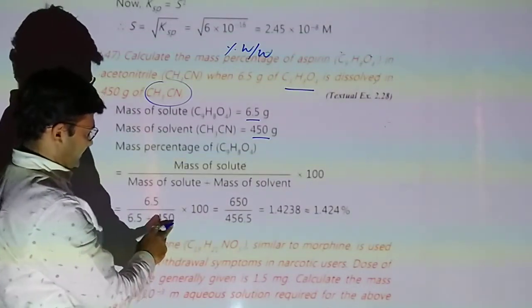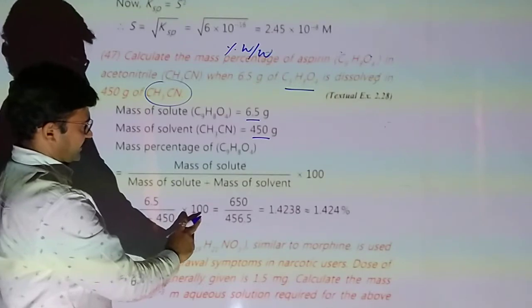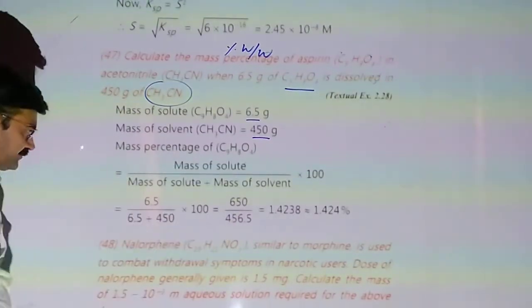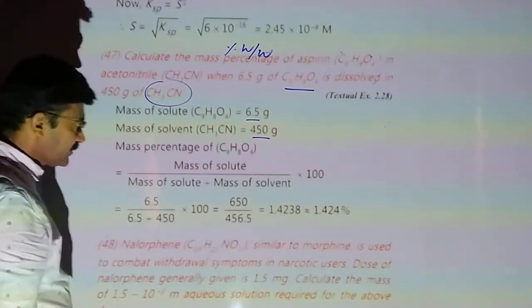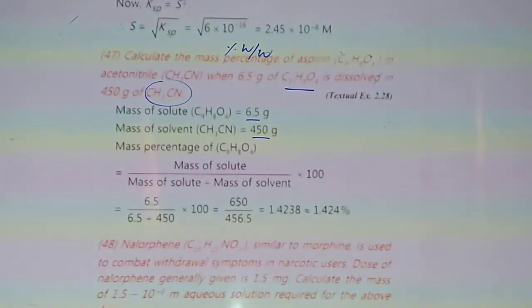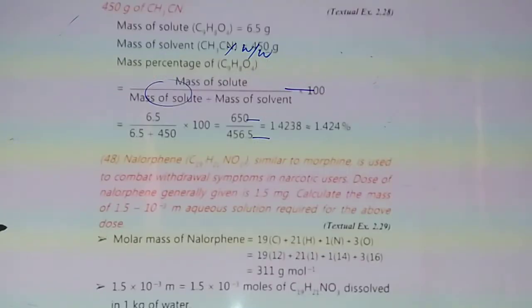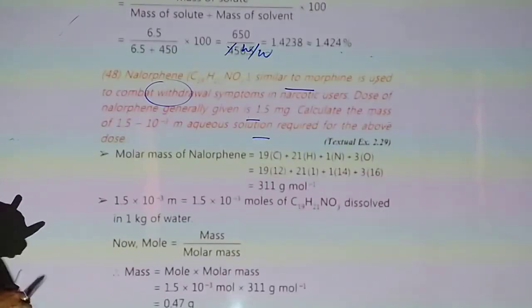So 6.5 multiplied by 100, 650 upon 456.5, addition of both. So 1.4238. So roundabout 1.424% it gives.